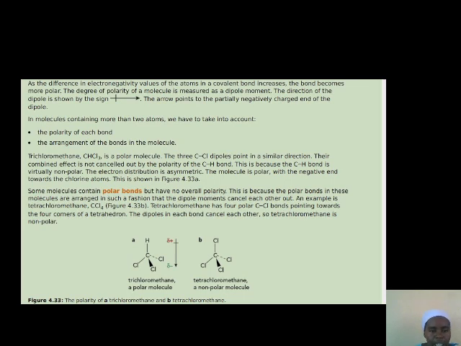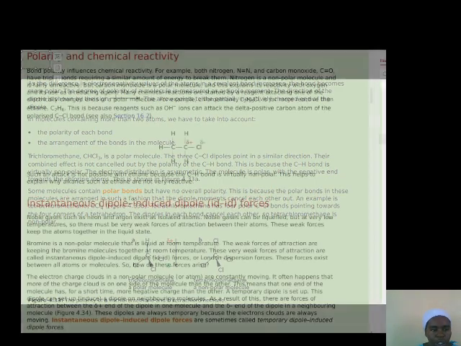And then if you have another molecule, for example tetrachloromethane, which has 4 chlorine atoms bonded to carbon, you find that the molecule is non-polar. Yes, it has polar bonds between carbon and chlorine, but those bonds cancel out, and therefore tetrachloromethane is non-polar, though it has polar bonds between carbon and chlorine.